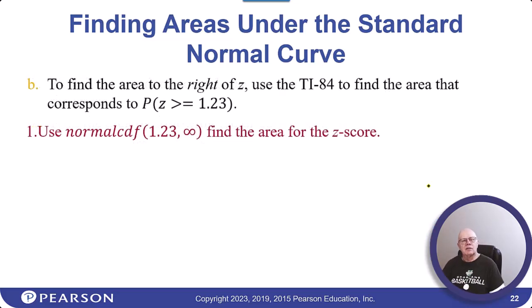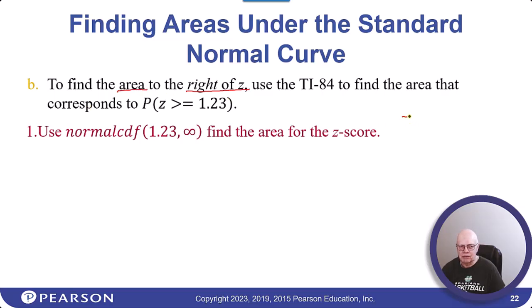Okay, now all of those were areas to the left because that's the way the calculator works. That's the way the tables actually work as well. And many of the other applications most likely do as well. However, on this one, we're going to do something a little bit differently. On this one, we want the area to the right of the Z. To the right.